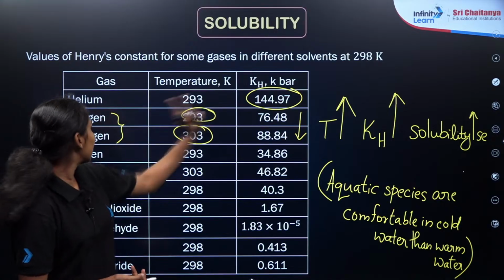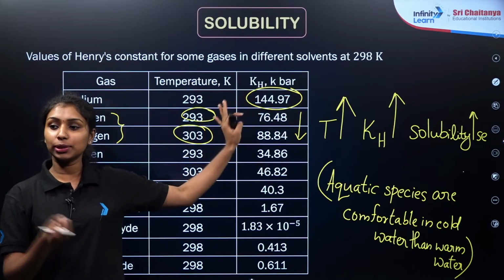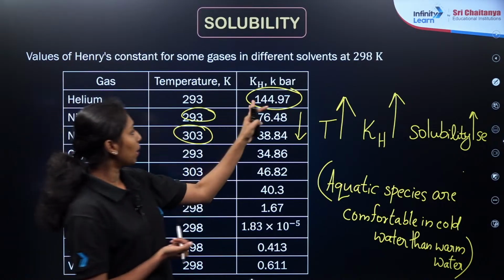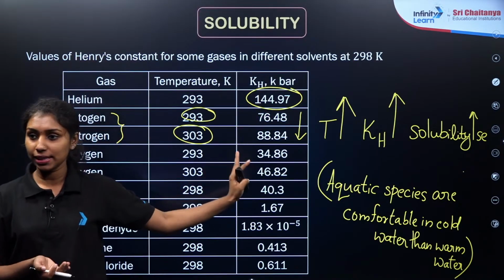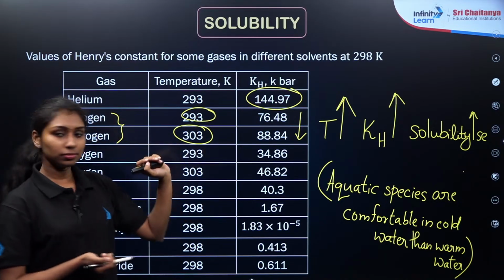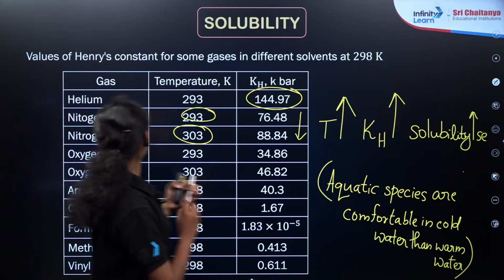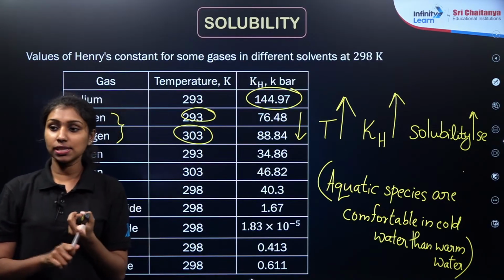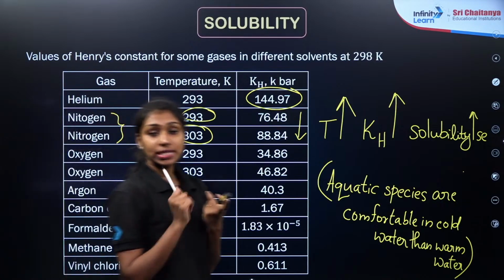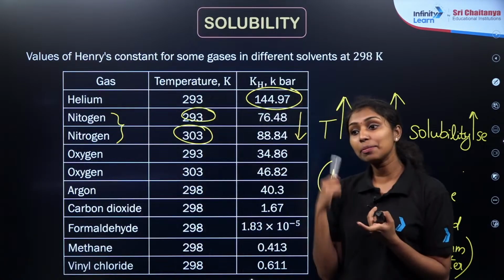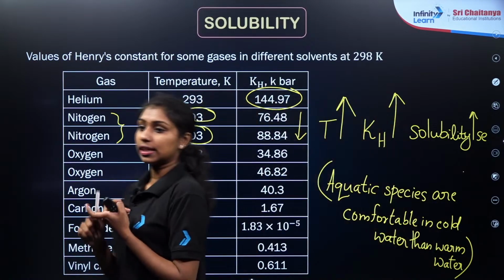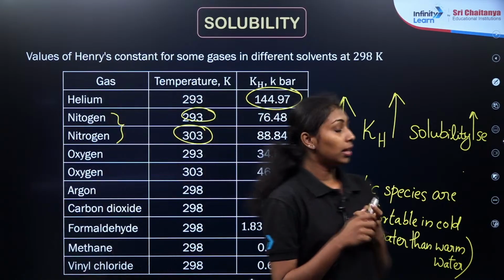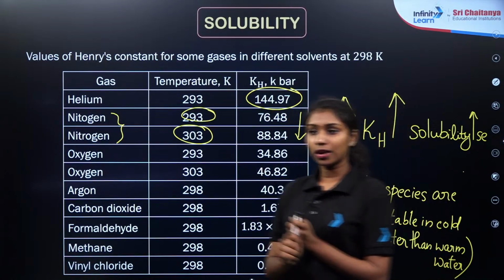If you are talking about helium, right? What is the KH value there? KH value. Maximum as compared to nitrogen and oxygen, right? Are you getting my point? So in the case of helium, the KH value is maximum as compared to nitrogen and oxygen. That is why scuba divers or sea divers use helium instead of nitrogen and oxygen in their tanks, in order to avoid the condition of bends. I hope it is clear.